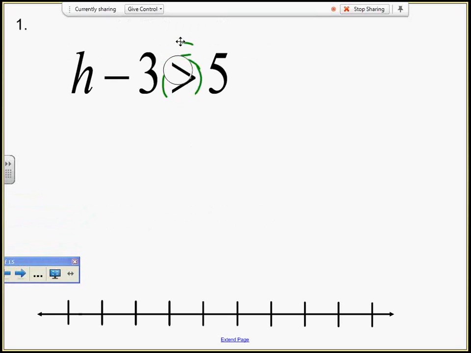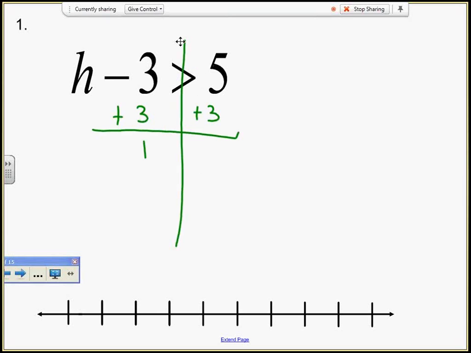So you're going to love this. So here we go. I know that I'm going to add 3 to both sides. Add 3 to both sides. I still want to get h isolated all by itself, and I end up with h is, bring down that inequality, is greater than 8. Oh, I'm done. H is isolated.